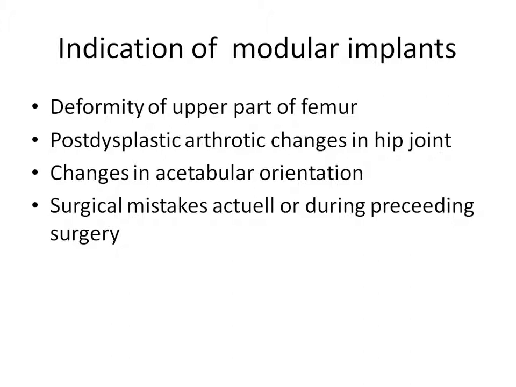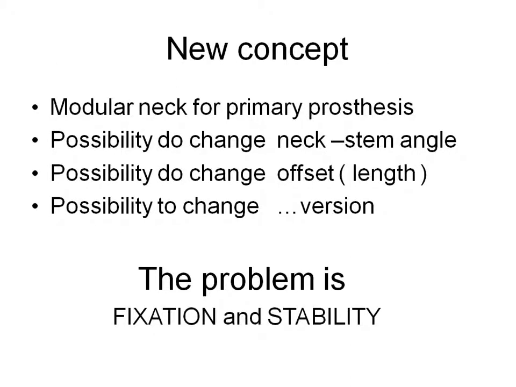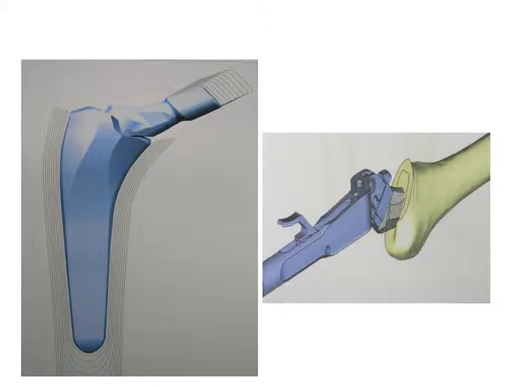What is the indication for modular implant? Of course, the main indication is deformity of the upper part of the femur, postdysplastic arthrotic changes of the hip joint, changes in acetabular orientation, and of course we must say surgical mistake, actual during surgery or during preceding surgery. The new concept brings modular neck for primary prosthesis. It brings possibility to change neck stem angle, possibility to change offset and length of the prosthesis, and possibility to change the anteversion or retroversion.